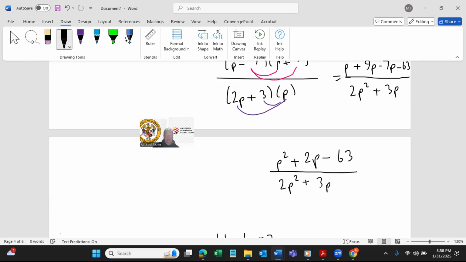And since we canceled all the factors, there's nothing more we can simplify, even though it looks like we might, but we cannot. And so this is our final answer: p squared plus 2p minus 63 all over 2p squared plus 3p. And that's how to divide two rational expressions.